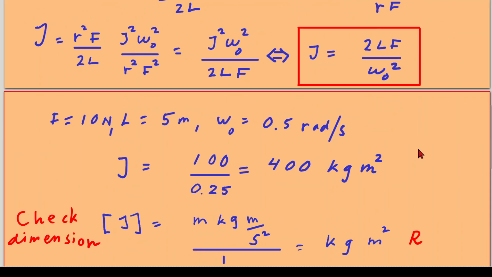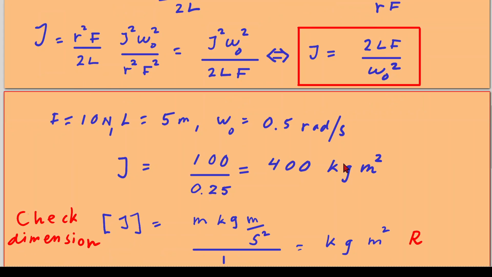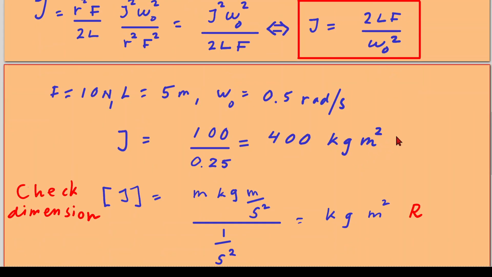And from the problem text, if F is 10 Newton, L is 5, and omega naught is this, you get a moment of inertia of 400 kilograms meters squared. And yeah, it's fine. And another thing which is important in physics is to always check that the dimension of your result checks out.